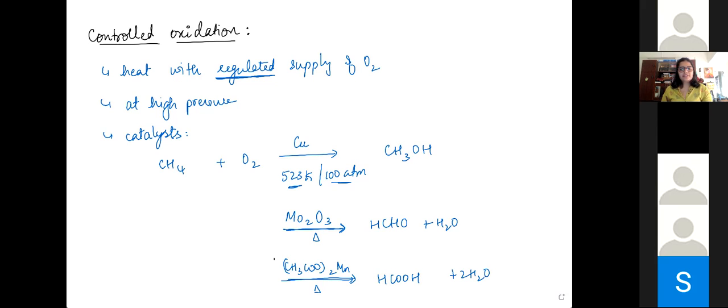So you can think of these. What's Mo2O3? Molybdenum oxide. Mo is molybdenum. Okay. Molybdenum oxide. So this is an element, one of the elements. Like I'll see where it comes from. It's a d block element for sure.